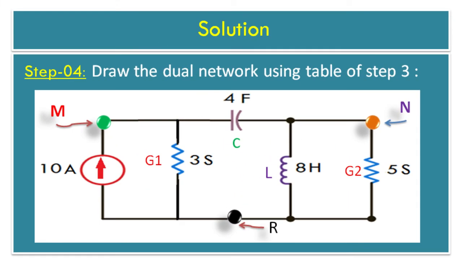Solution step 4. Let's draw the dual network using the table from step 3. Refer to the diagram. The 10 ampere current source and G1 conductance are connected between node M and the reference node. The 8 Henry inductance and G2 conductance are connected between node N and the reference node, and also the 4 farad capacitor is connected between node M and node N respectively.